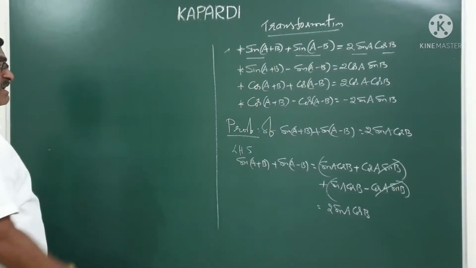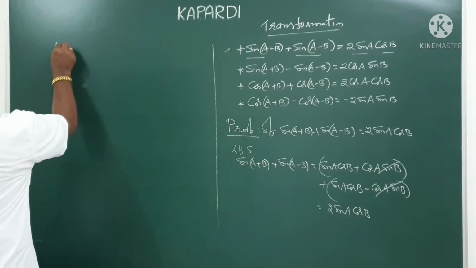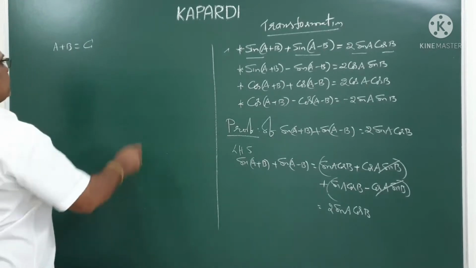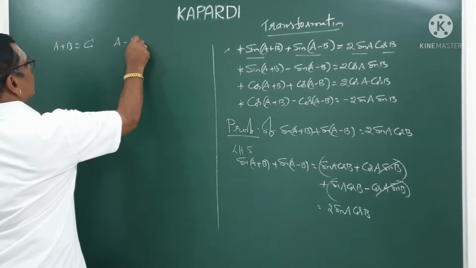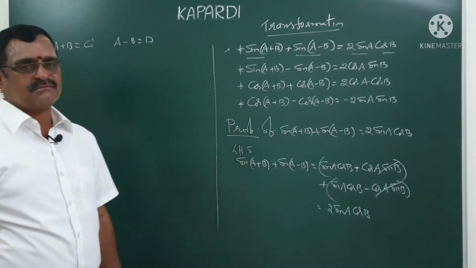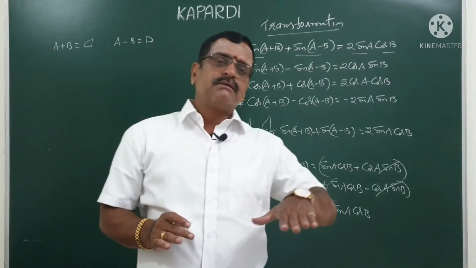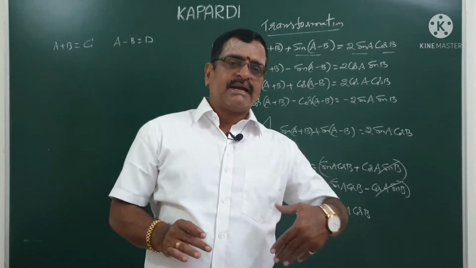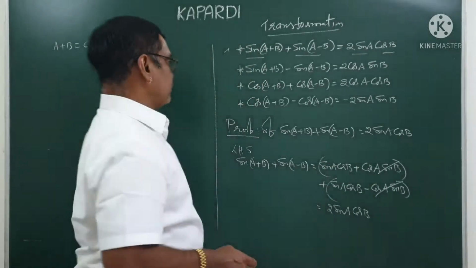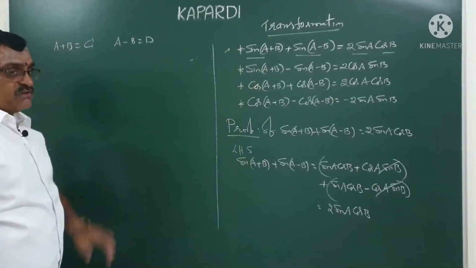Now a plus b, that means combination of a and b. Let a plus b is equal to c, that means combined. Let a minus b is equal to d, say difference. Of course, angle a is more than angle b. It's not compulsory, but if you take the large angle as a and the small angle as b, it's very convenient, right? In this case, a plus b is equal to c, a minus b is equal to d.